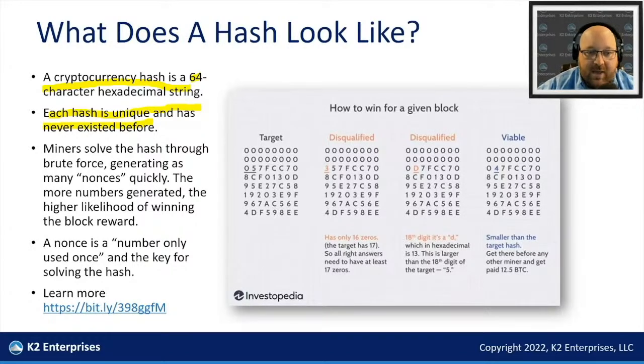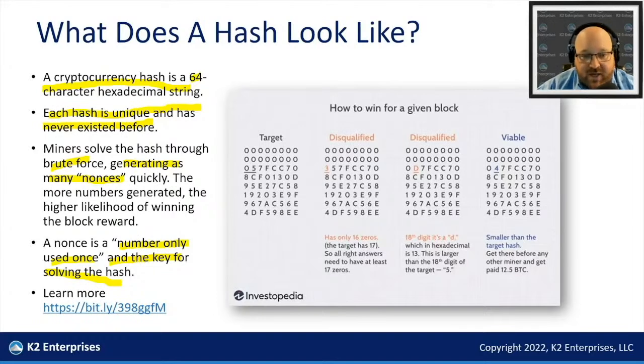Okay. And then miners will solve the hash through brute force, quickly creating as many nonces as they can. And nonces are basically just like a solution to this particular puzzle. It's a number that's only used once, and it's essentially the key for solving that hash. The first person that can figure that out is going to get that result. They're going to be able to solve that answer and then signal to the other blockchain miners that, hey, I'm the one who actually got this, and they will be the one that gets that actual reward.